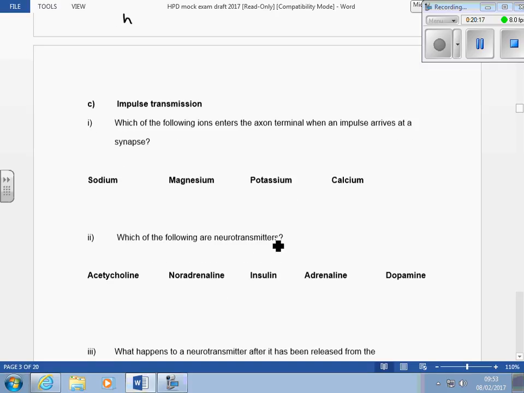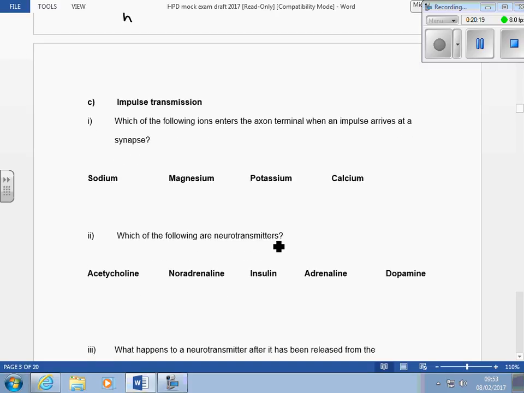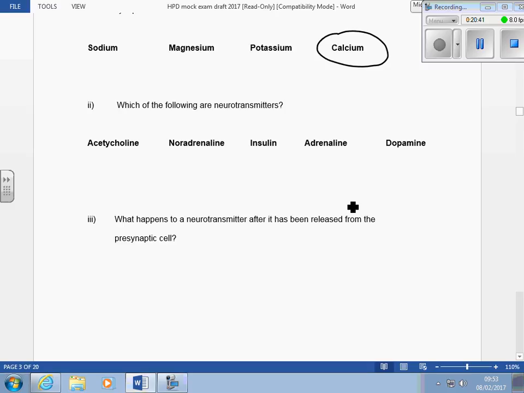Now, the questions on the synapse here. Which of the following ions enters the axon terminal when an impulse arrives at a synapse? Calcium. It is calcium. And which of the following are neurotransmitters? Is acetylcholine a neurotransmitter? It is, yeah.